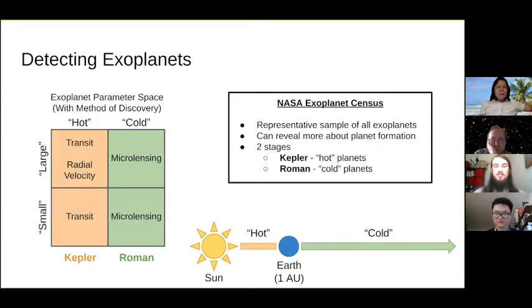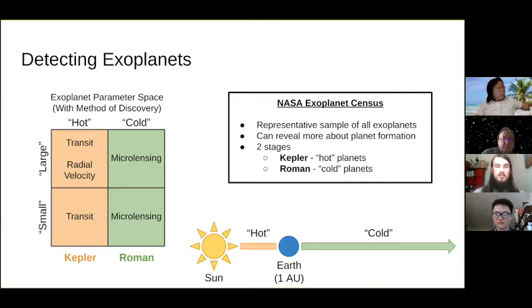So why do we want to know about exoplanets? Well, knowing about what exoplanets are like in other systems can tell us a lot about planet formation even within our own solar system. And so NASA is creating an exoplanet census in 2 stages. The first stage was deployed with Kepler in 2009, and this looked at what are called hot exoplanets, which are those that are as close to the sun or closer than Earth. Whereas Roman, which is going to be launching around 2026, is going to use a technique called gravitational microlensing. And this will allow it to look at exoplanets that are farther than the Earth's orbit away from their host star. These are called cold exoplanets.